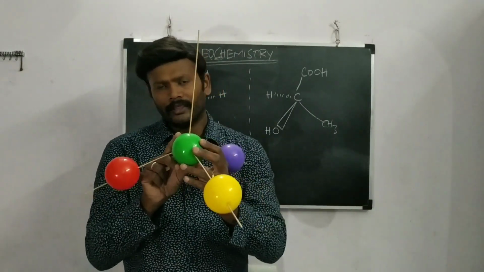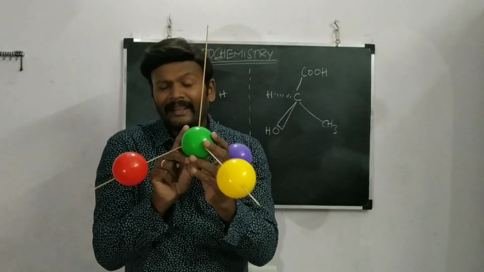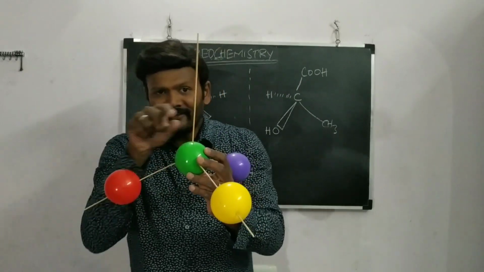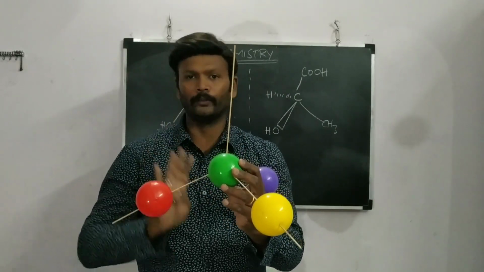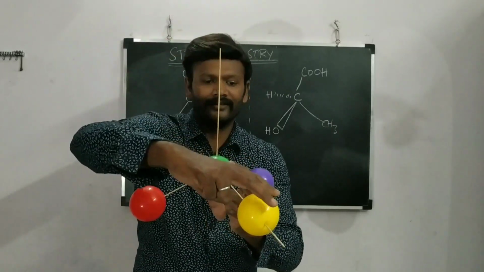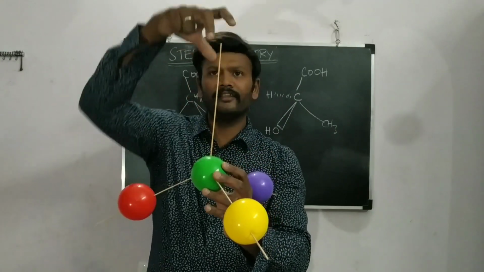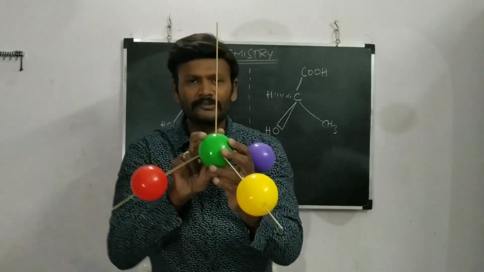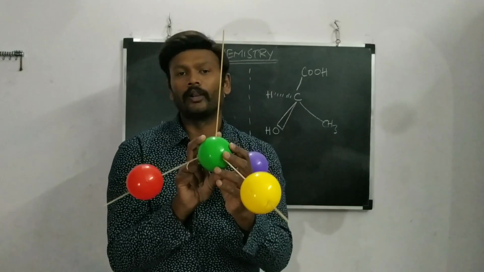If the carbon is said to possess a chiral carbon, the valency should be completed by 4 different groups. So our condition is satisfied. Here one group is there, it is different, this is different, this is different, this is also different. 4 different groups are there. That's what this carbon is called a chiral carbon.